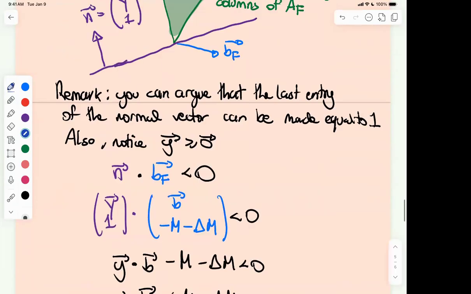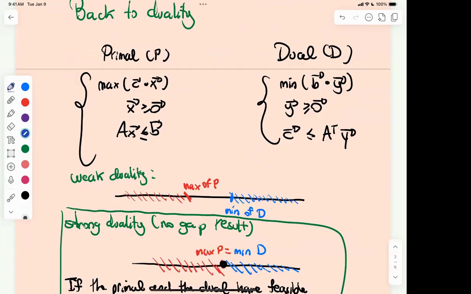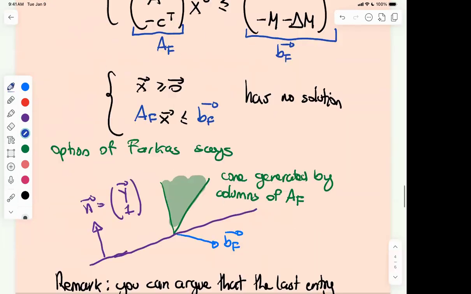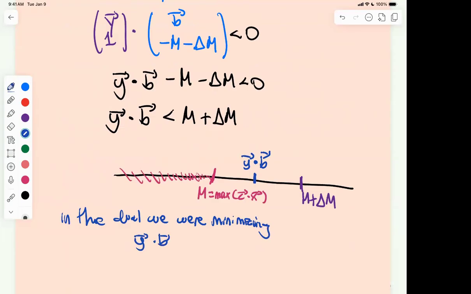Sorry, just to go back for a second. This is the function that you're minimizing in the dual. So what that's saying is that, no matter how big... but we were minimizing in the dual, we were minimizing y dot b precisely, right? So what happens if you start shrinking this gap? If you take delta m to 0, it's kind of like a squeeze theorem kind of thing, you're squeezing the value of the mean.